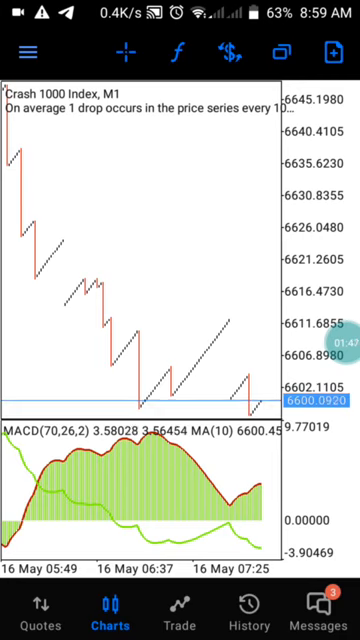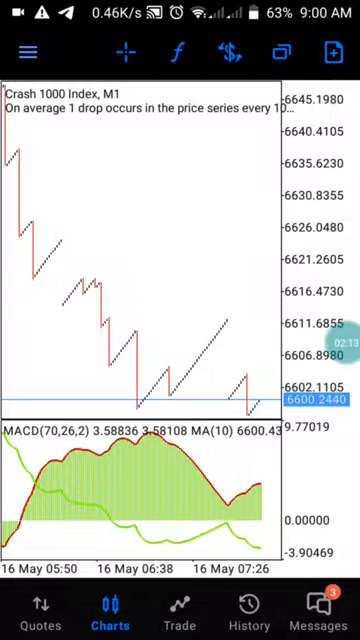So guys, let me show you how this strategy works on crash 1000, 1 minute time frame. The important thing you need this strategy for is to enter a long period of uptrend and a long period of downtrend. You can use this to catch a spike, and you can also use it to sell for a long period of time. As you know, in crash 1000 we sell in an uptrend, and we buy when it comes to a downtrend.